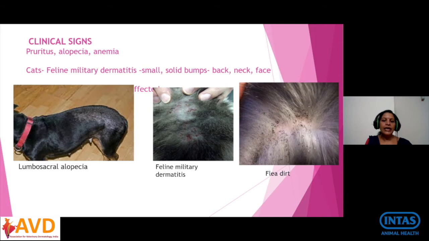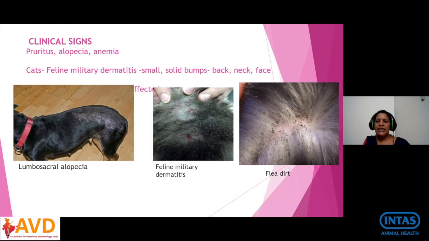In the case of cats, it can cause feline miliary dermatitis, which is small solid bumps seen on the back, neck, and face. That is feline miliary dermatitis. We can also see flea dirt. If we look on the hairs, we can see it as flea dirt.